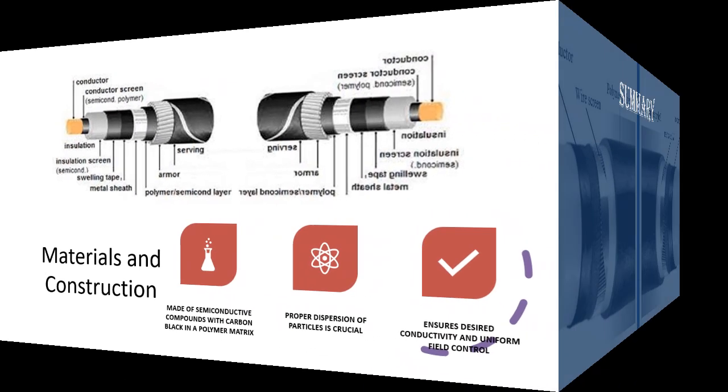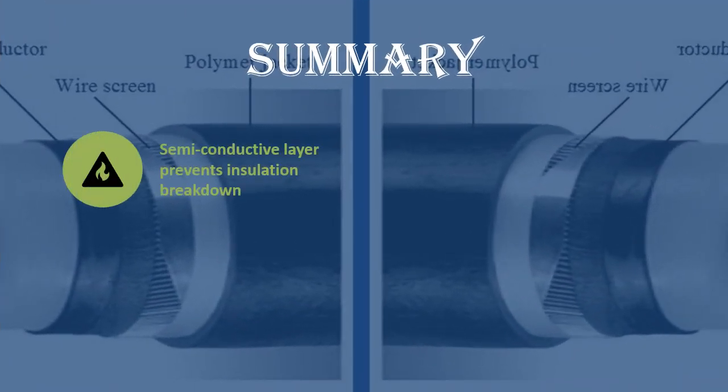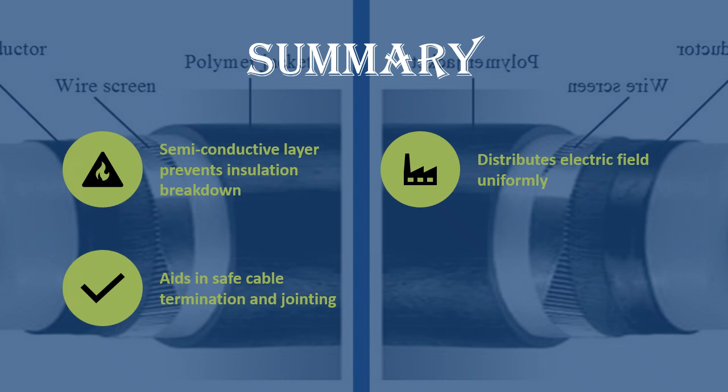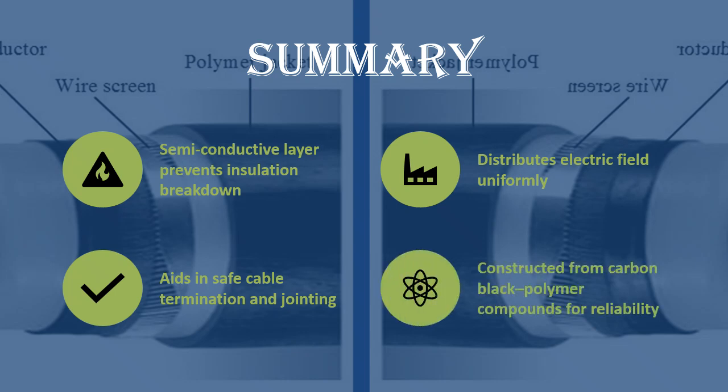Summary. To summarize, the semiconductive layer in XLPE cables prevents insulation breakdown by eliminating stress concentrations. It ensures the electric field is evenly distributed, aids in safe termination and jointing, and is constructed from carbon black polymer compounds to guarantee reliability. This layer is essential for the safe and efficient operation of modern power cables.